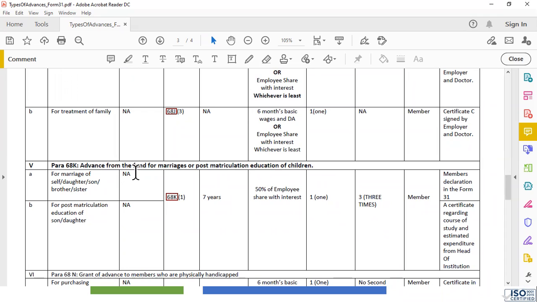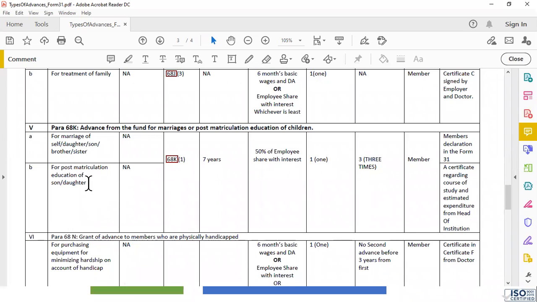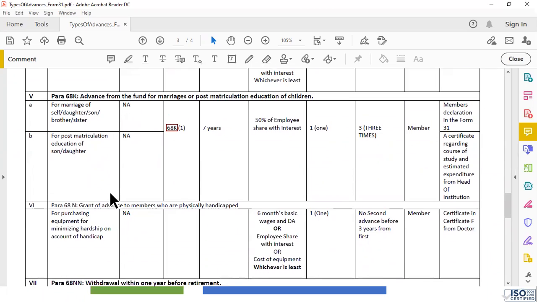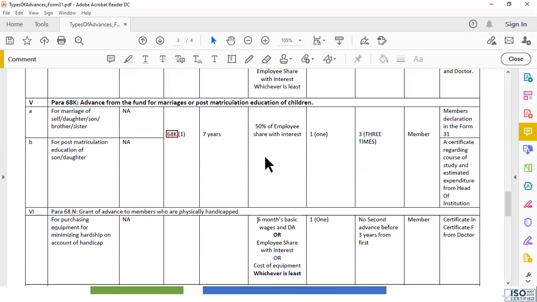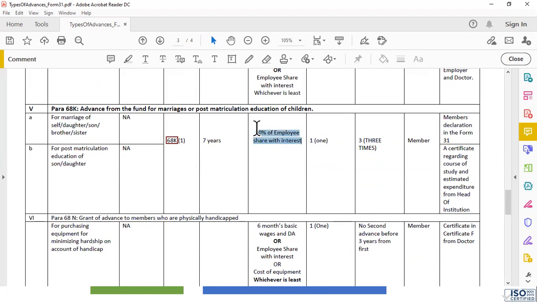As an employee, you can also withdraw or take advance on the grounds of marriage: self marriage, daughter's marriage, son's marriage, brother and sister's marriage also. You can also apply for advance for higher education for self or son and daughter. Physically handicapped employees can also apply for advance for purchasing equipment for minimizing hardship on account of handicap. So all these provisions are there, and this speaks about how much money the employee can take.